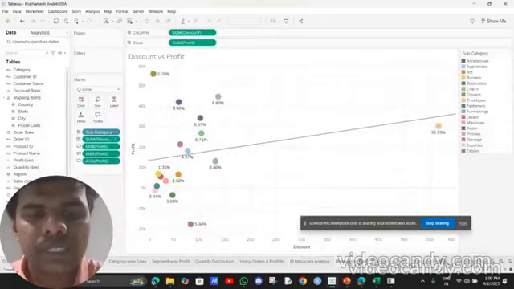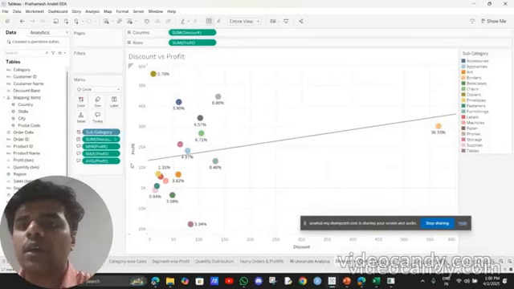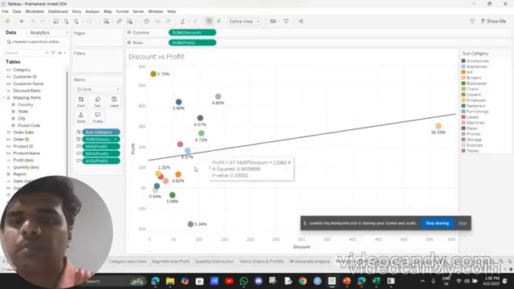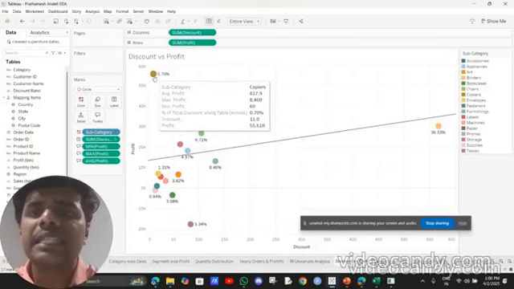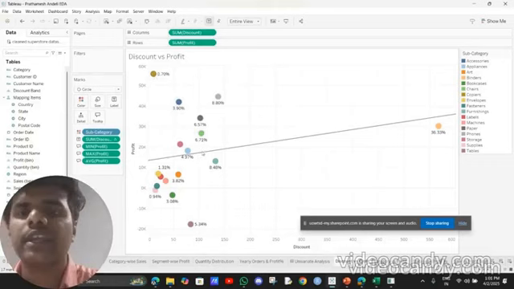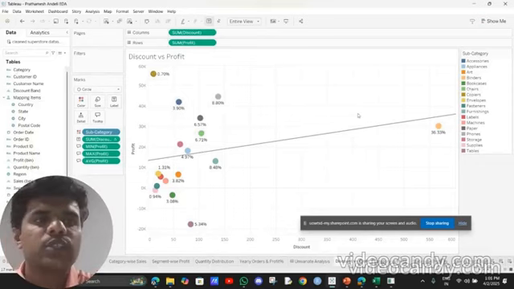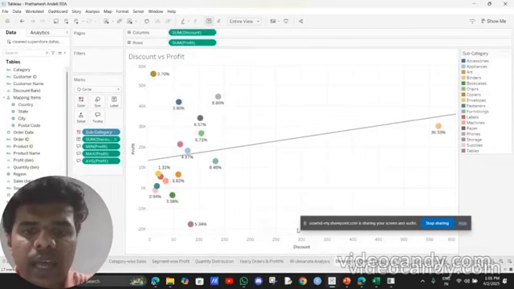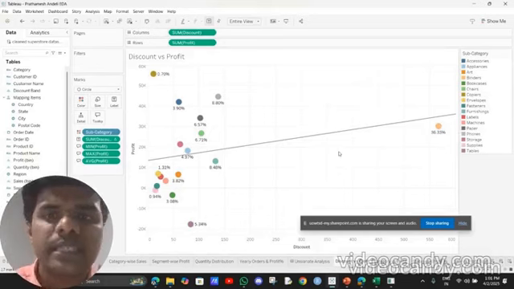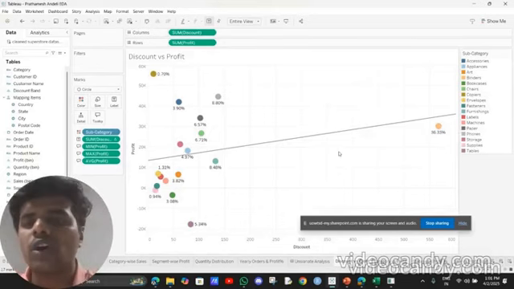I will start from the discount versus profit plot. Here along the y-axis we have profit, and along the x-axis we have discount, and I have plotted this plot. We can say that these points which are visible on the screen are the subcategories of the category of a product. These are subcategories, and we are understanding which subcategory got how much discount, and how that discount affects its profitability.